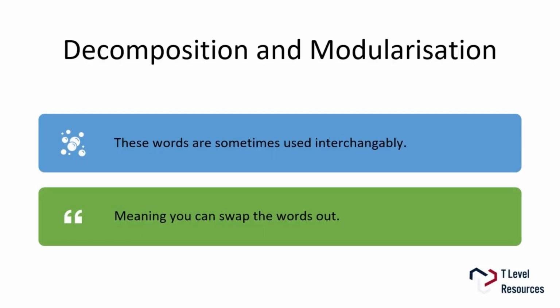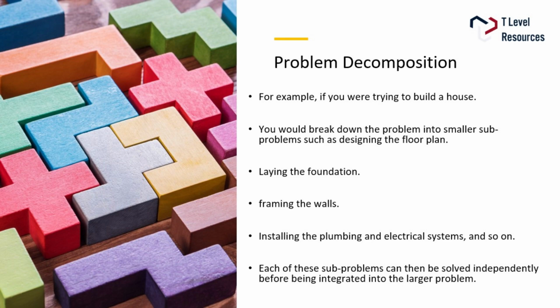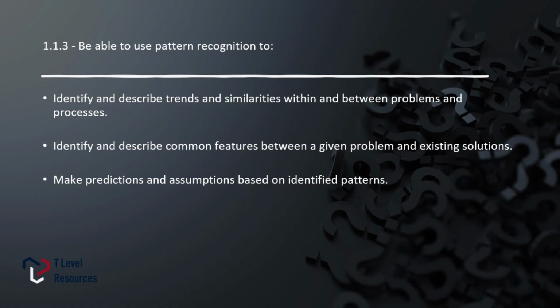Decomposition and modularization. These words are sometimes used interchangeably, meaning you can swap the words out. Problem decomposition. For example, if you were trying to build a house, you would break down the problem into smaller subproblems such as designing the floor plan, laying the foundation, framing the walls, installing the plumbing and electrical systems, and so on. Each of these subproblems can then be solved independently before being integrated into the larger solution.